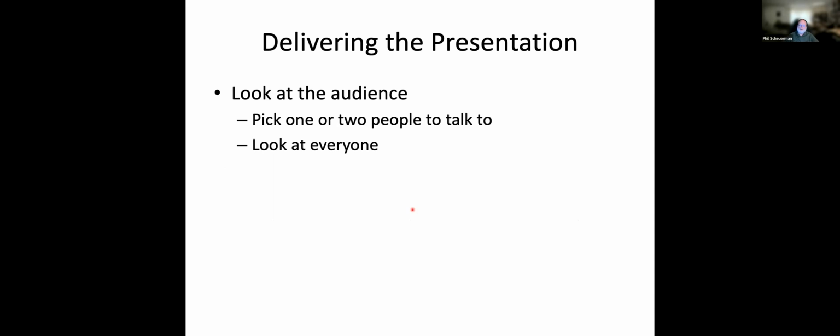Look at the audience. If you have fear, look at one or two people, put a friend in the back of the room, but as best you can, try and look at everyone.